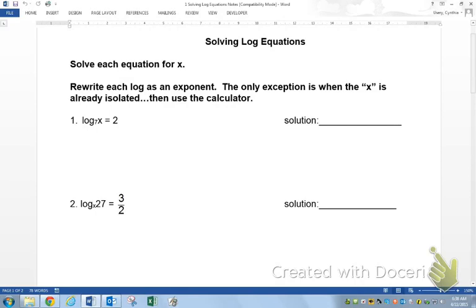So number one is already set up to where the log is on one side and the 2 is on the other. So all we're going to do is rewrite it as an exponential equation. So if we do that, it would become 7 squared equals x. So x must be 7 squared, which is 49. So x equals 49. That was pretty easy.